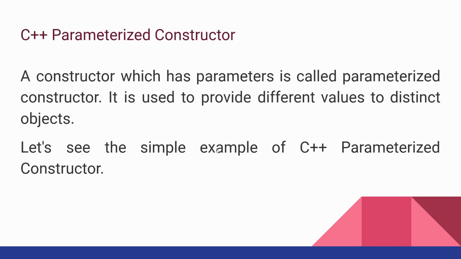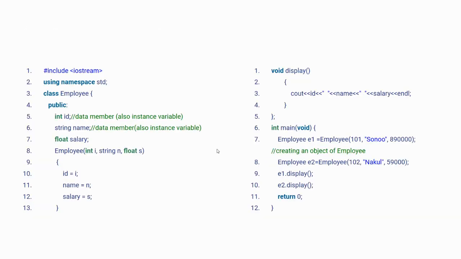The second type is the C++ parameterized constructor. A constructor which has parameters is called a parameterized constructor. It is used to provide different values to distinct objects. Let's see a simple example of a C++ parameterized constructor.